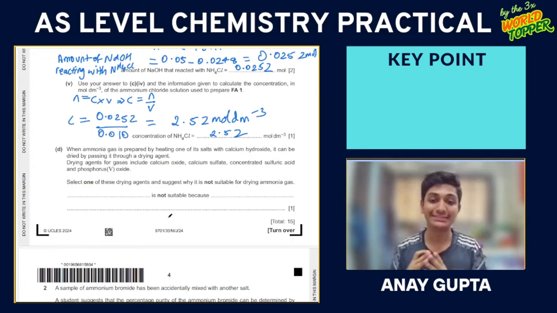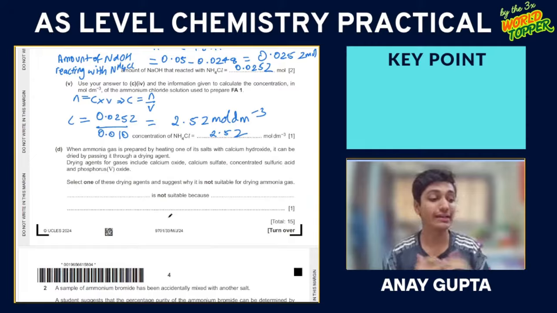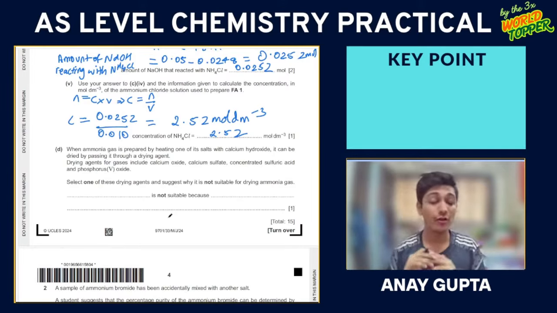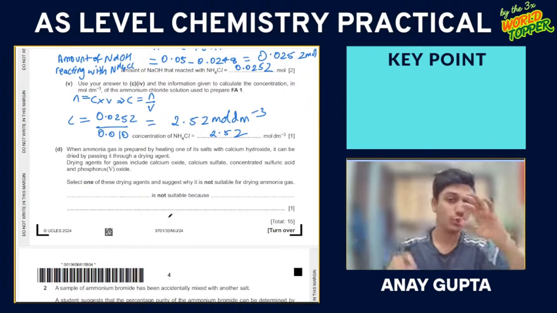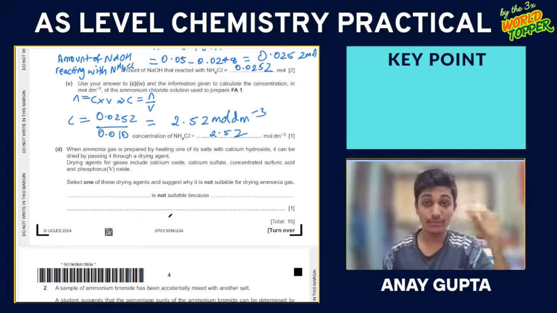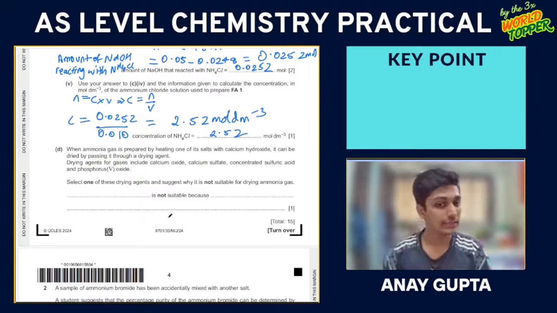Drying agents for gases include calcium oxide, calcium sulfate, concentrated sulfuric acid, and phosphorus oxide. Select one of these drying agents and suggest why it is not suitable for drying ammonia gas. Now, this is just trying to test whether you can think on the spot. You might just know all the formulae, you have used all the formulae, but let's see if you can make a good critical thinker.